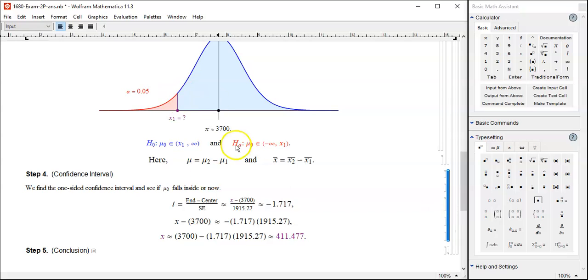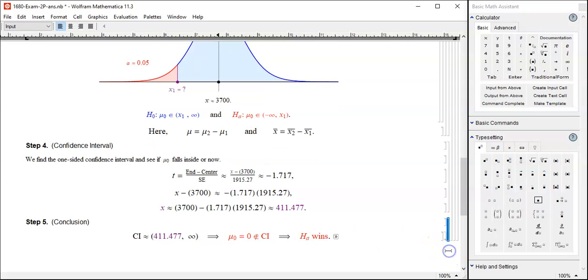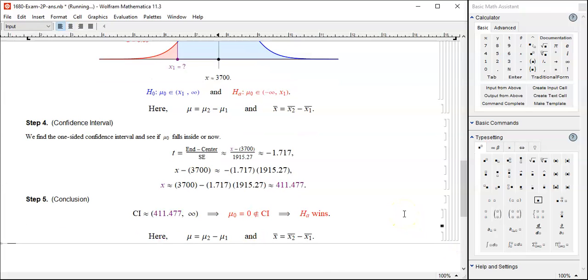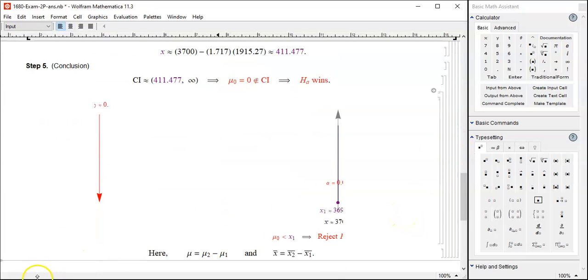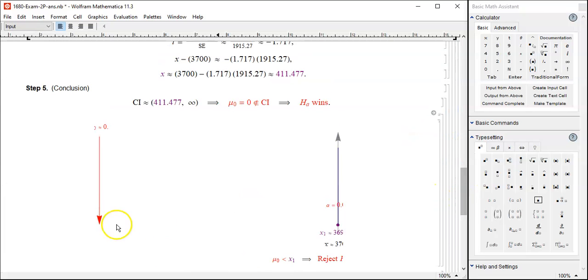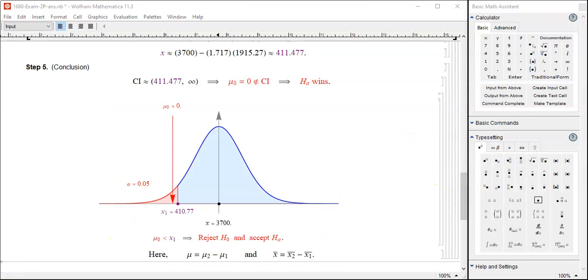So if you take this confidence interval from 3,700 and work it out, negative 1.717, and we get 411. So 0 does not belong to that confidence interval. What's with this picture? Let me try to fix it. Okay, there you go. 3,700 and then 410. Not negative 270 something. 410, and 0 falls here outside the confidence interval. That's why null loses.